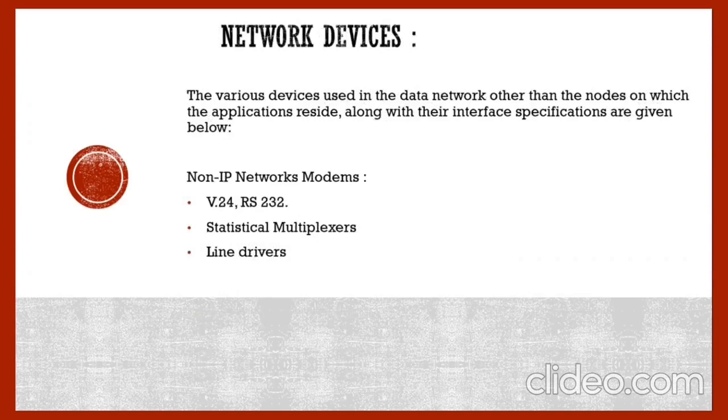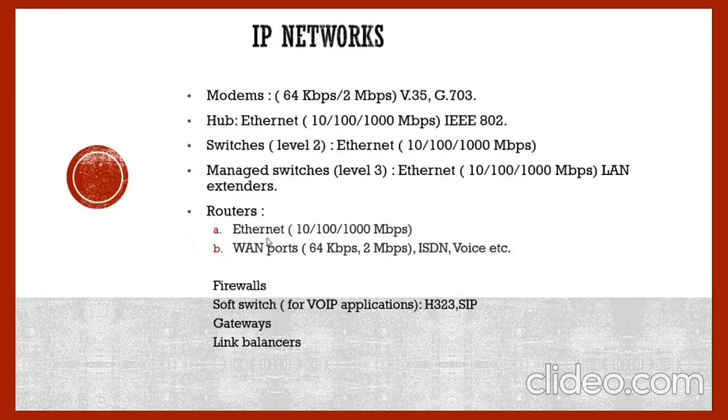Anyways, these are a few of the network devices that are used. Network modems, and this is V.28 and RS232. We had the RS232 topic in our syllabus last year, if you remember that. Statistical multiplexers and line drivers. Okay, let us go to the next slide. Here there are more modems, which are 64 kbps to 2 Mbps, V.35, G.703. And under hub there is ethernet.